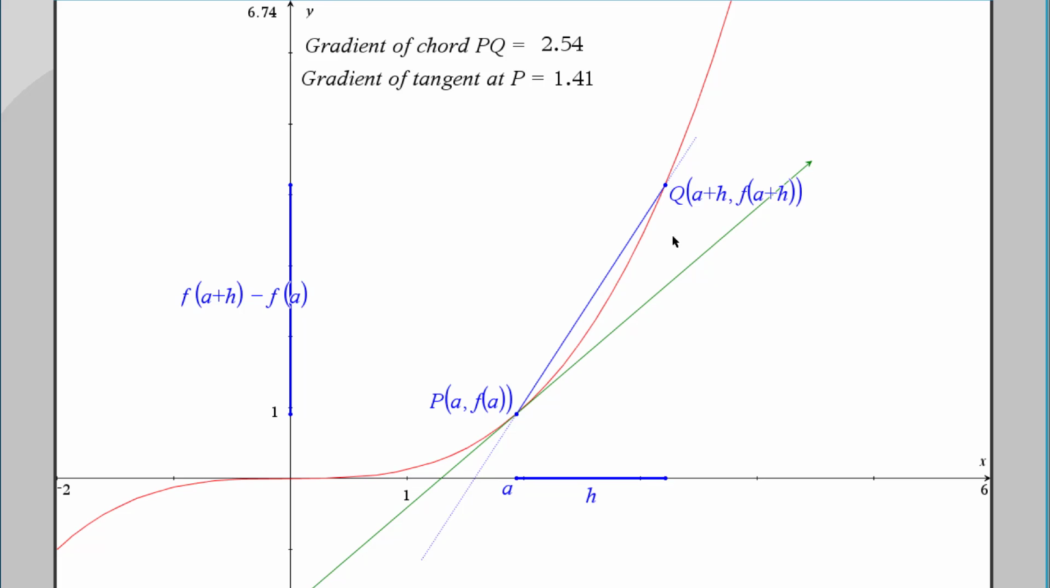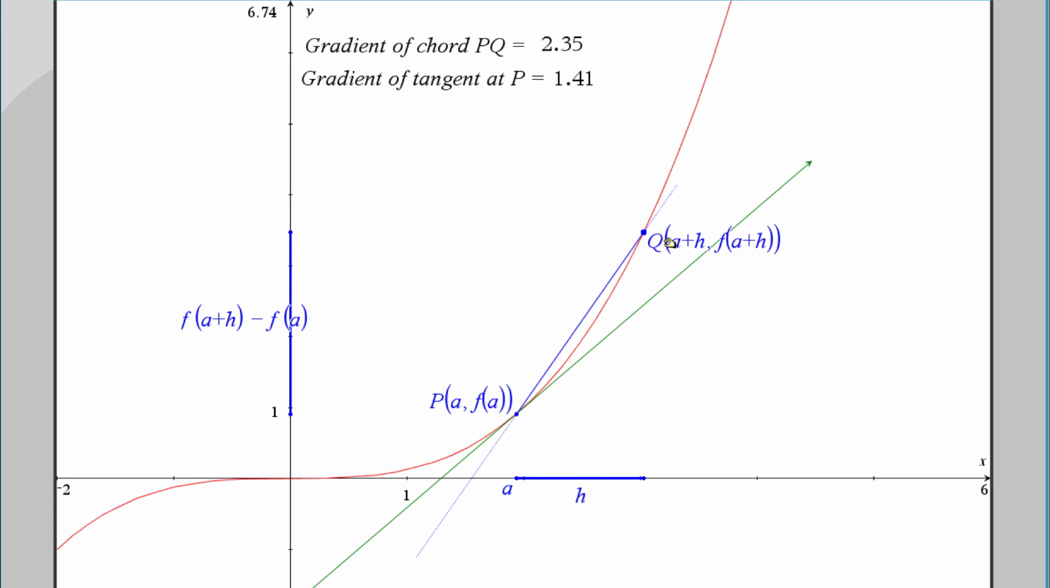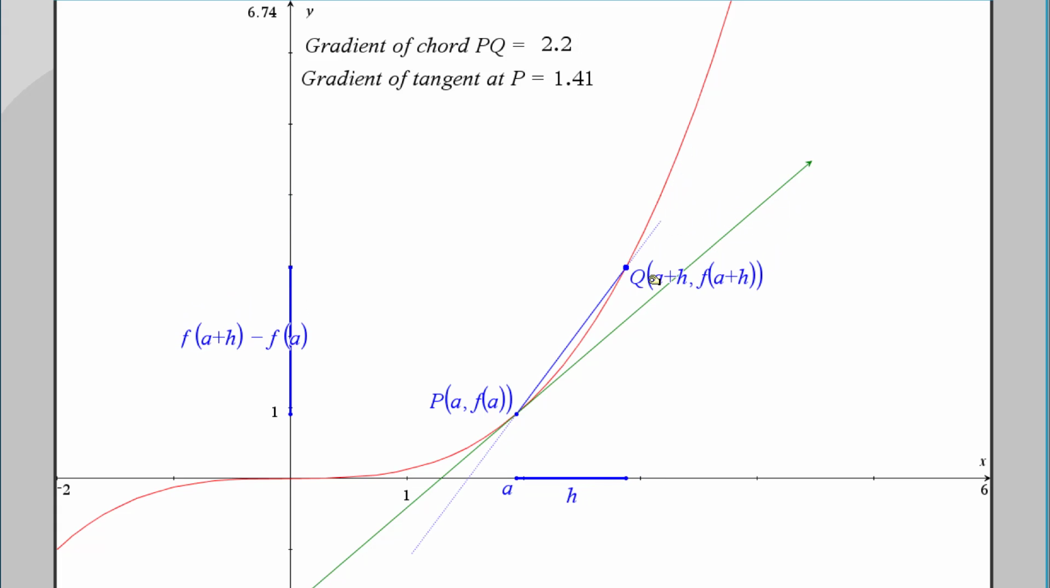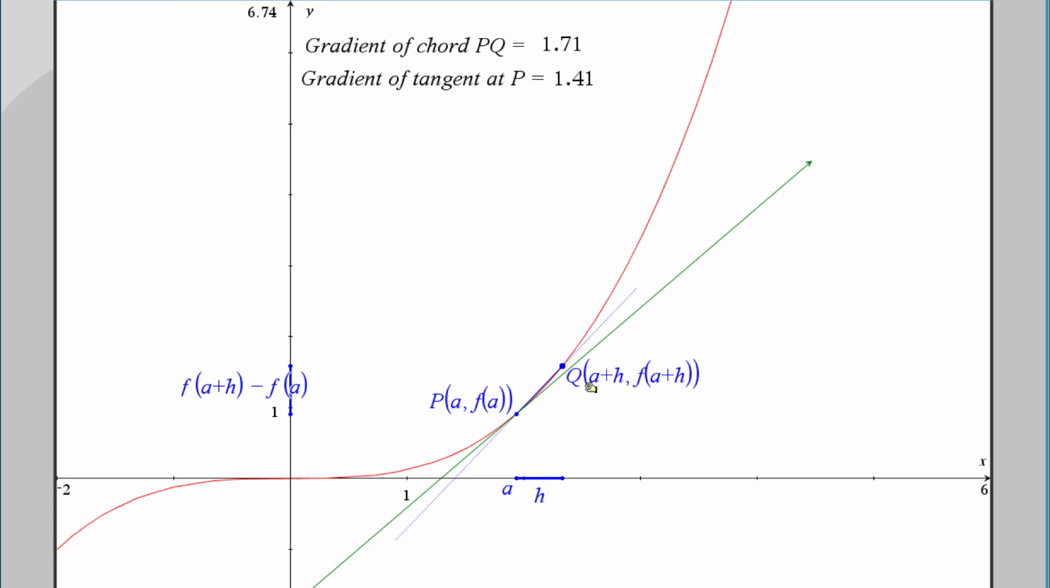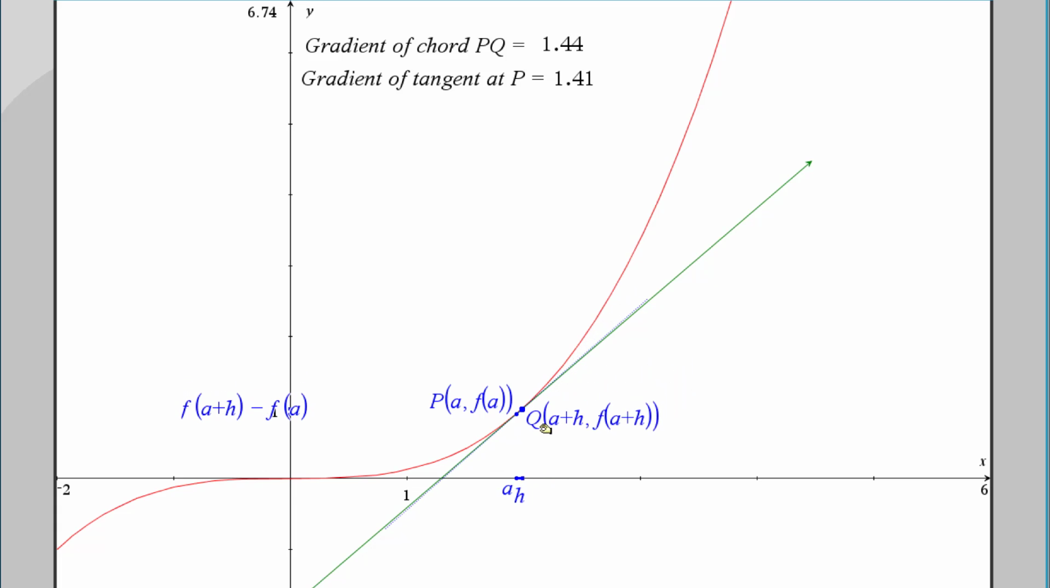So the whole idea is, the way we're going to be able to use the blue line to approximate the green line is to continue to move Q closer and closer to P, so that what we see happening, and you can see that in the numbers changing at the top, is that the closer Q gets to P, the closer its gradient comes to being equal to the gradient of the tangent at that point.